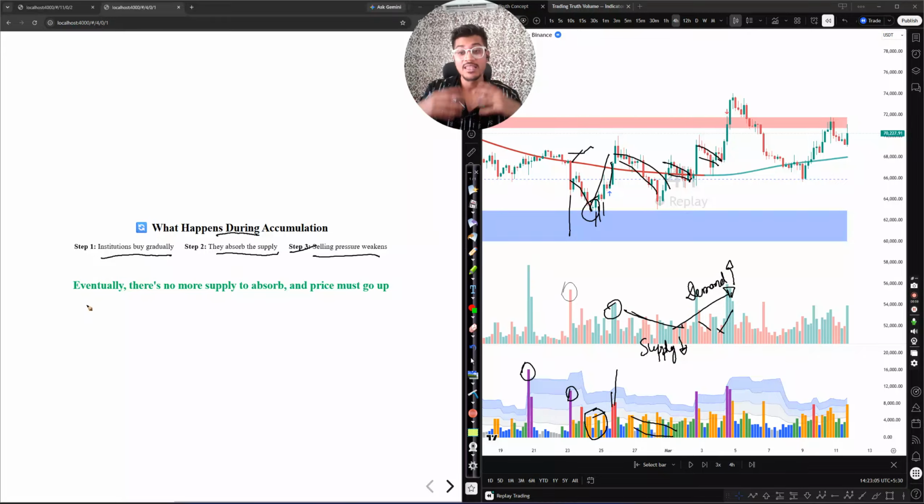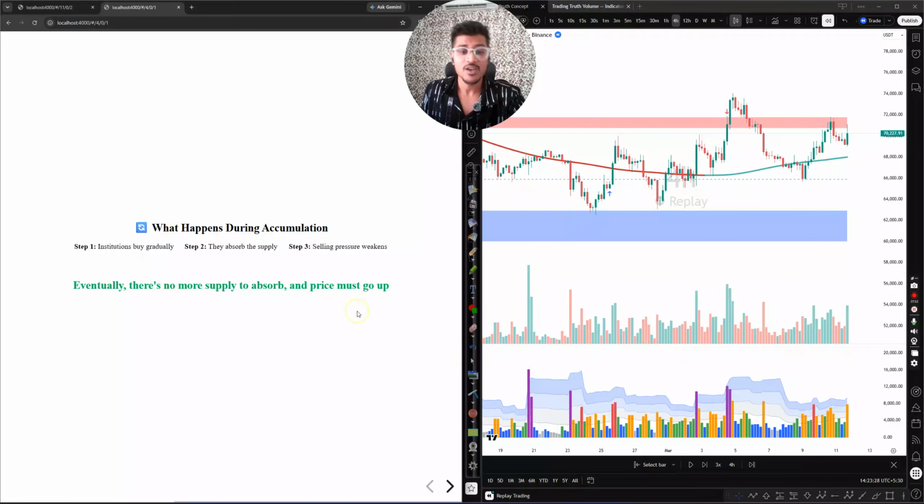So eventually when there is no more supply to absorb, you see what they try to do around here, they try to absorb the supply, and then when everything runs out, the market starts going up. So price must go up after that, and that's what we have proved here. Guys, telling you the concept is one thing, and showing it on the chart is the true form of market analysis that I want you to understand.